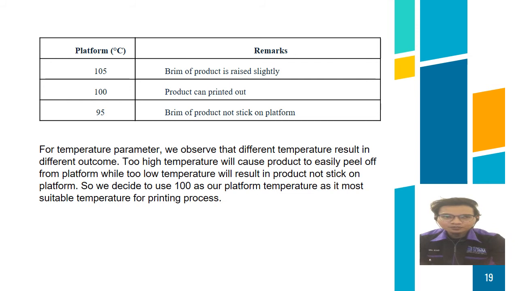For the nozzle temperature, we decided to use 215 because we already printed the temperature tower. At the temperature tower, we can see different temperatures give different surface textures, and we can see that 215 has a good texture compared to the others, so we use 215 Celsius as our extruder temperature.